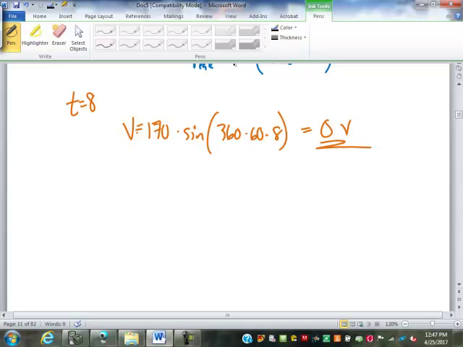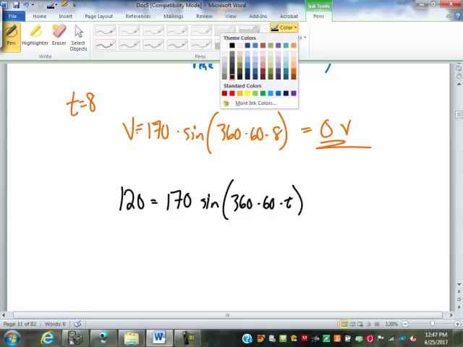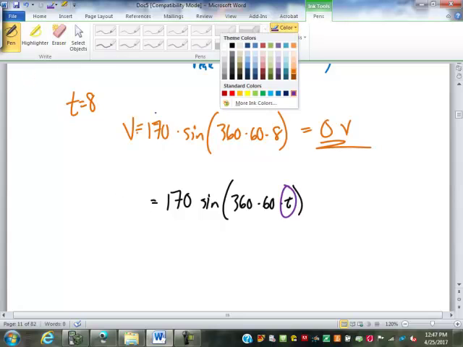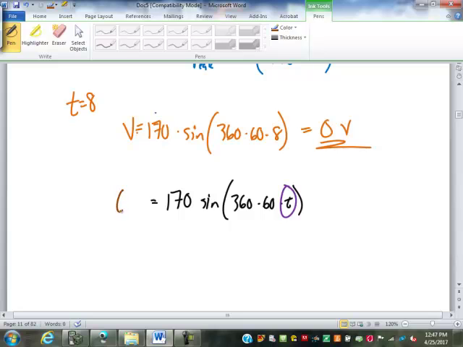So then, what is the first time after t equals 0, so after 0 seconds, that the instantaneous voltage is 120? So we're going to put 120 here, equals 170 times the sine of 360 times 60 times t. We've got to solve this. How would we solve this for t? Well, I'm going to change this a little bit, so I'm not giving you the answer. Let's do what's the first time that the voltage equals 60 volts. So I'll put 60 in there instead of 120. Obviously, you're going to do the same process with just 120.